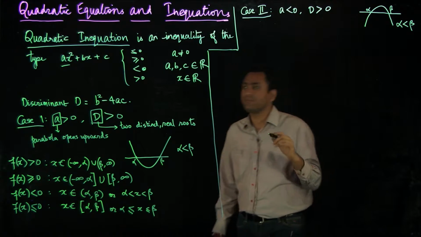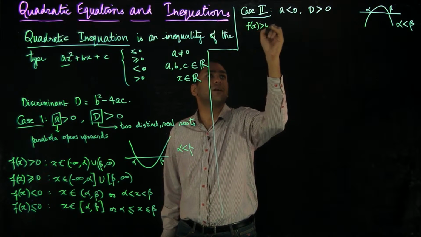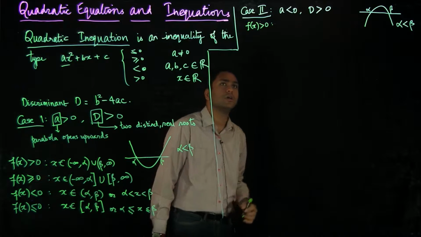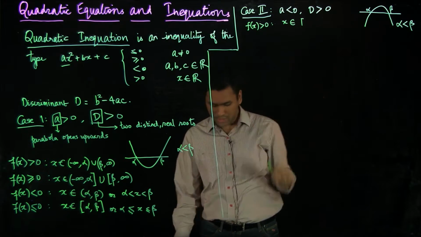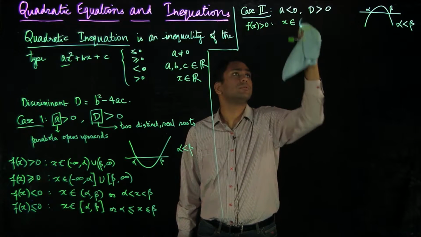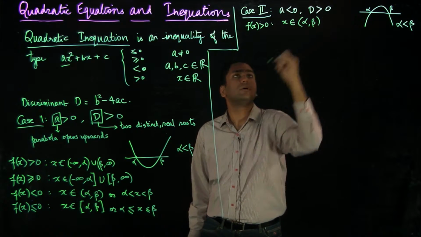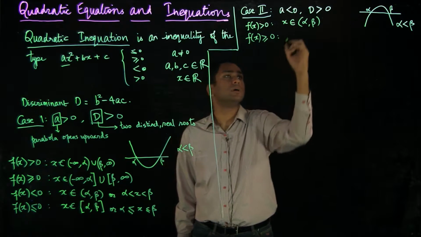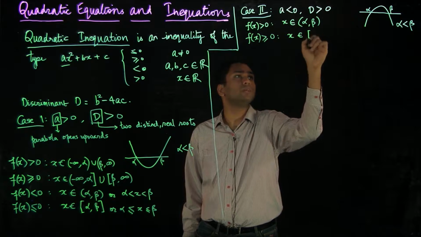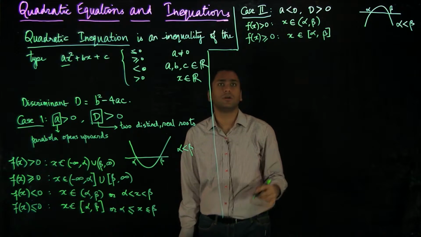So in this case, if you wanted to solve for the inequality f(x) greater than 0, the solution would be x belongs to the set between alpha and beta. If you were to solve for f(x) greater than or equal to 0, you could also include the endpoints of this set. So you could use square brackets to denote this.